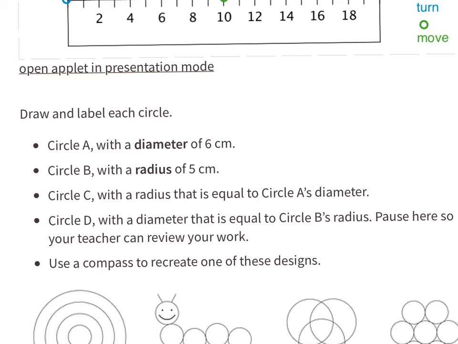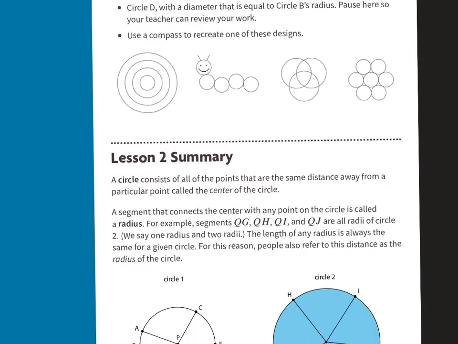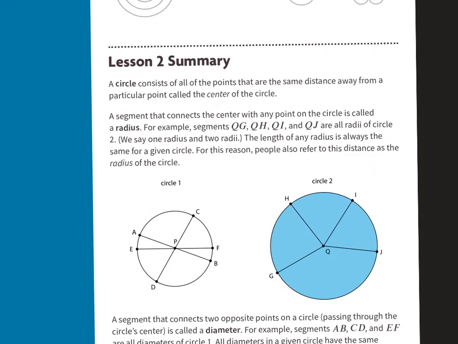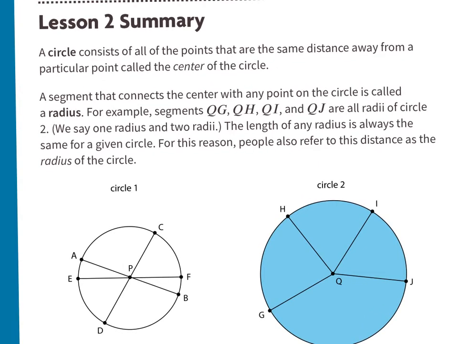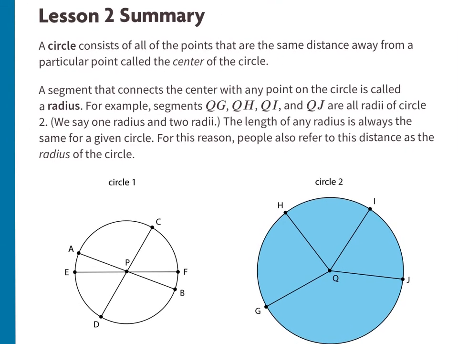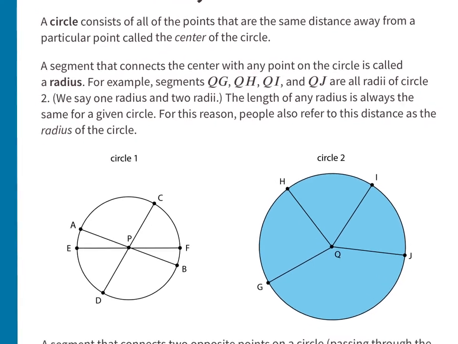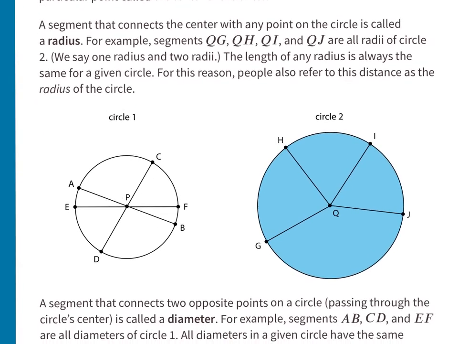All right. So if we look at the summary on page 19, a circle consists of all the points that are the same distance away from a particular point called the center of a circle. A segment that connects the center with any point on the circle is called a radius. For example, QG, this line right here, QH, QI, and QJ are all radii of a circle.